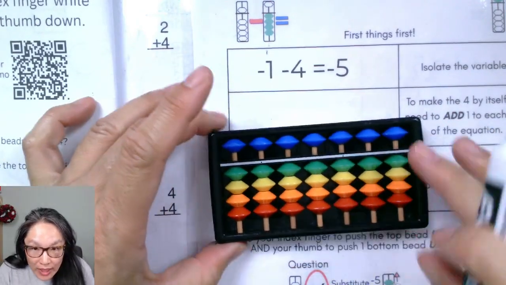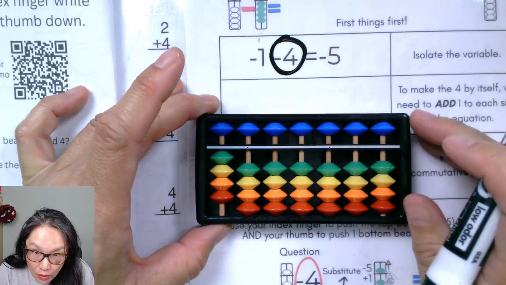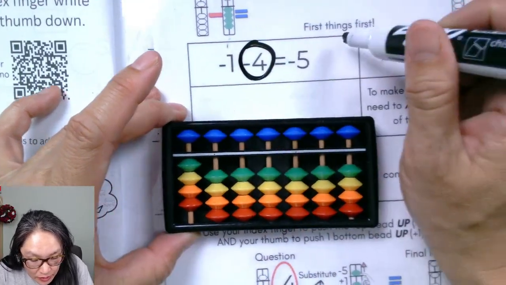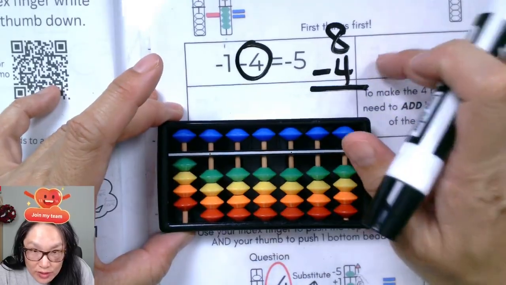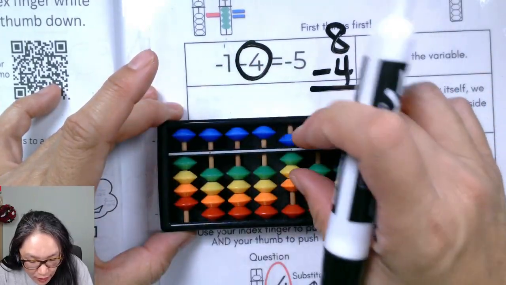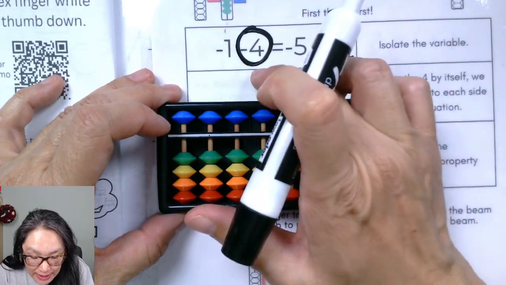So when we do it, we're going to understand, I want to do the minus 4. When I minus the 4, what's going to happen? Why am I going to do this? I have 8 minus 4. Notice when I have 8 minus 4, I want to take away the 4. I don't have any more beads to minus the 4. So what's going to happen? I got to isolate the variable.